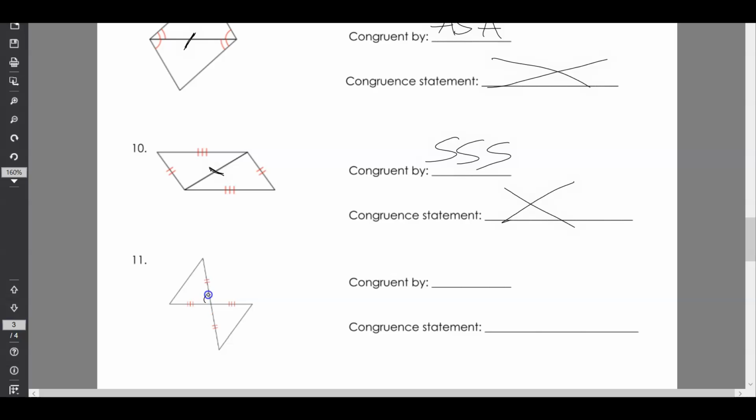When you have an X like this, make sure you label the vertical angles with an arc, and that's going to be side, angle, side. Cool.